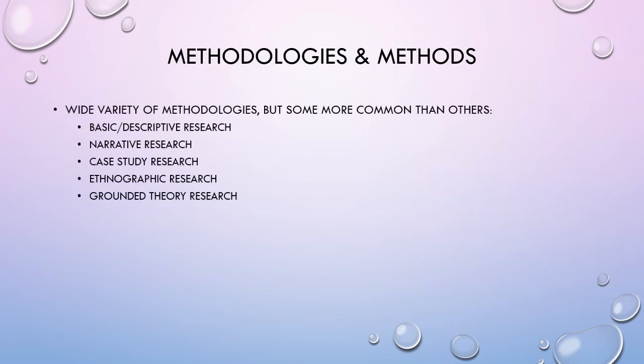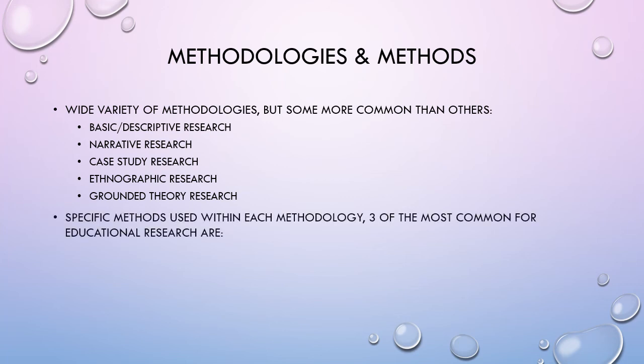There are a wide variety of methodologies, the overall design or plan for a study, in qualitative research, but there are some that are more common than others. 5 common methodologies in qualitative research are basic or descriptive research, narrative research, case study research, ethnographic research, and grounded theory research. Within each of these methodologies are methods that educational researchers use to collect data. 3 of the most common are interviews, observations, and the use of documents.